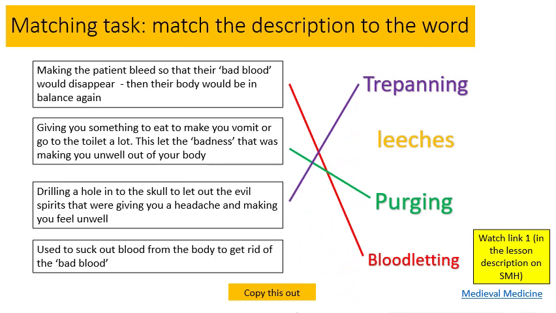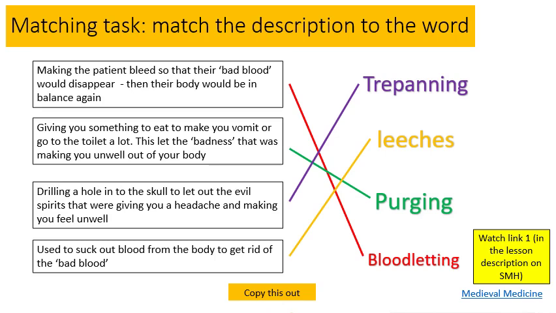Trepanning, which is drilling a hole into the skull to let out the evil spirit that was giving you a headache and making you feel unwell, which people normally didn't survive because you can't go drilling into people's skulls, because if you drill too far you go into their brain, and that's not good. And then you have got the leeches, and they were used to suck out the blood from the body to get rid of the bad blood.